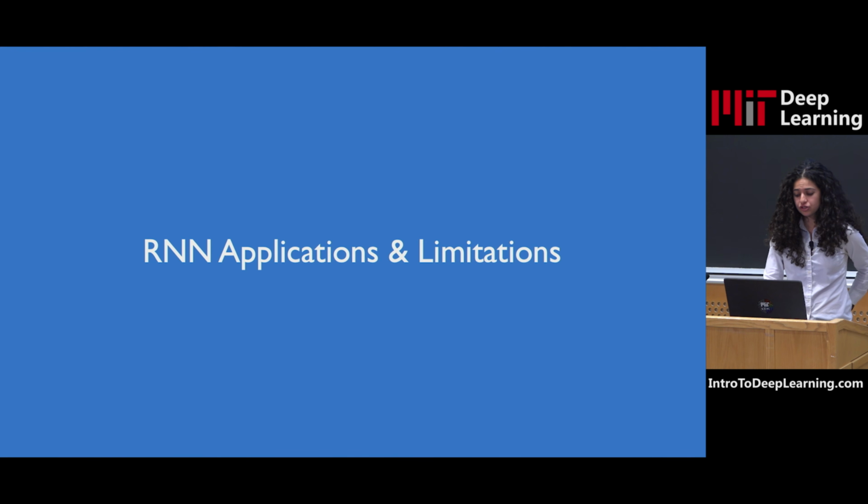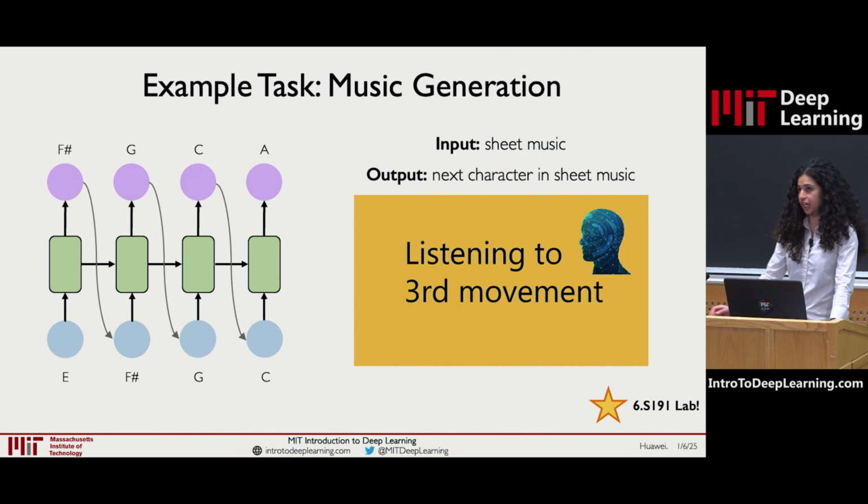So to give you one quick look at some of the applications of RNNs that you'll actually get hands-on with today, I want to highlight this particular example of music generation. And this is a problem that really lends naturally to sequence modeling and to a recurrent neural network architecture, because what we're doing is, let's say we want to try to predict and generate a new piece of music.